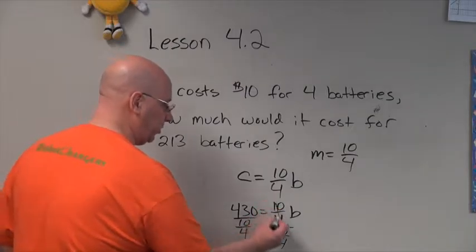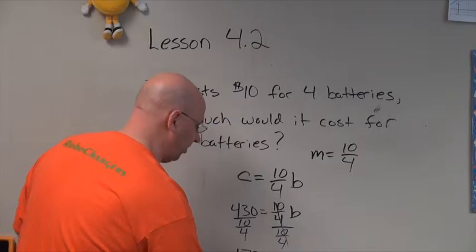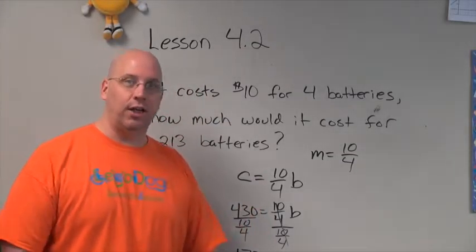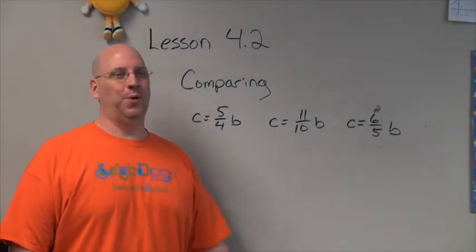And then you would find out these would cancel, and B is equal to 172. So I could buy 172 batteries with $430. Don't know what I'd do with that many batteries, but that's how many I could buy. Well, would you look at that?